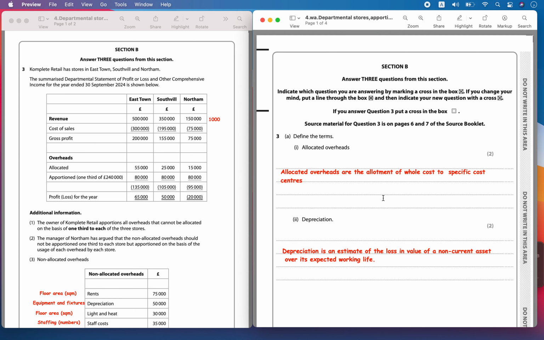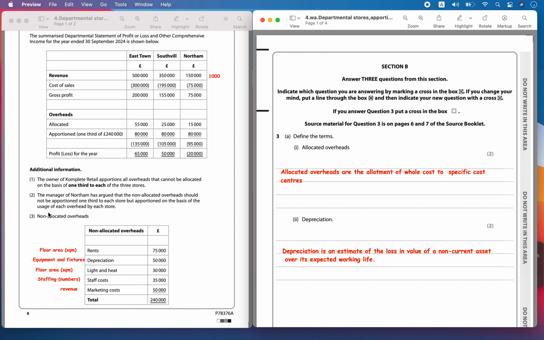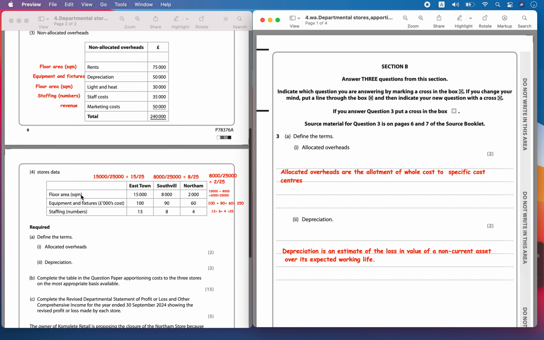Hello, today we are going to record the October 2024 paper, question number 3. Complete Retail has stores in East Town, Southville and Northam. The departmental statement of profit and loss is given and some additional information is given. There are also non-allocated overheads which are given. Okay, then this data is given. So let's start with the first question.